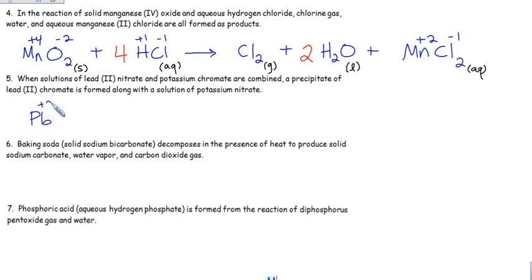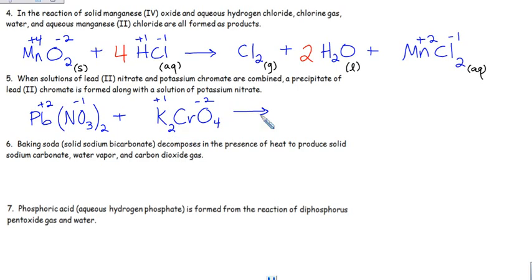Lead is +2. I'm going to look up nitrate. NO3 -1. I'm going to need 2 nitrate groups. Plus potassium chromate. The polyatomic chromate is CrO4 -2. Potassium is +1. I'm going to need 2 of them. It's not a polyatomic we use very often, but you can look it up on the chart. The ATE ending kind of hints that it'll be a polyatomic.